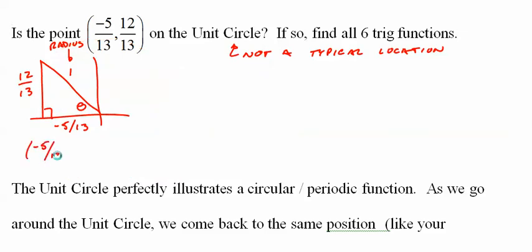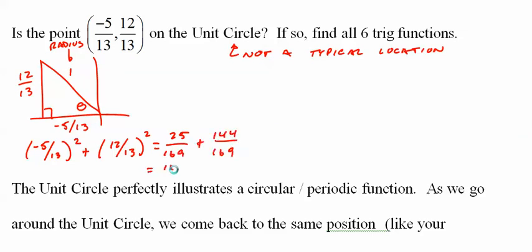Negative 5 over 13 squared plus 12 over 13 squared equals 25 over 169 plus 144 over 169, which equals 169 over 169, which equals 1. So it turns out it is indeed on the unit circle. You do not have to check it. If I tell you it's on the unit circle, it's on the unit circle. And notice it's always going to be a triple, 5, 12, 13, with some negatives thrown in, things like that.